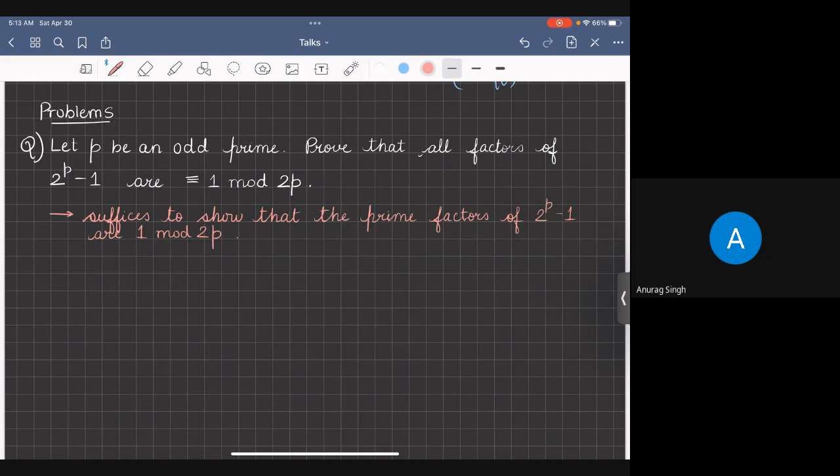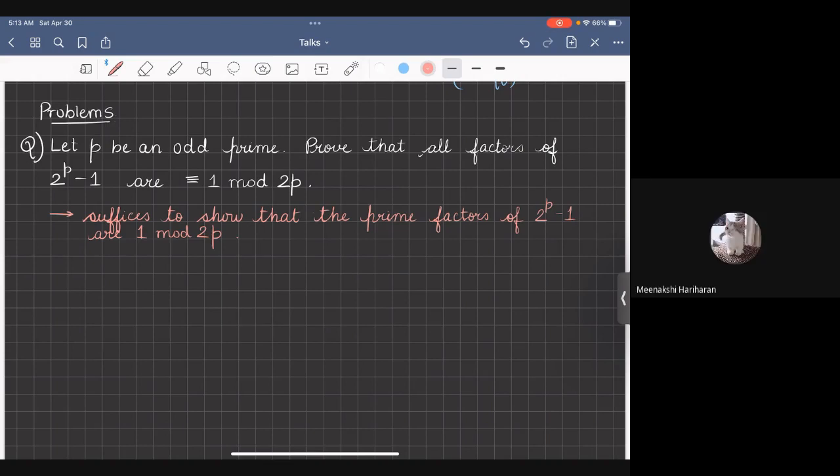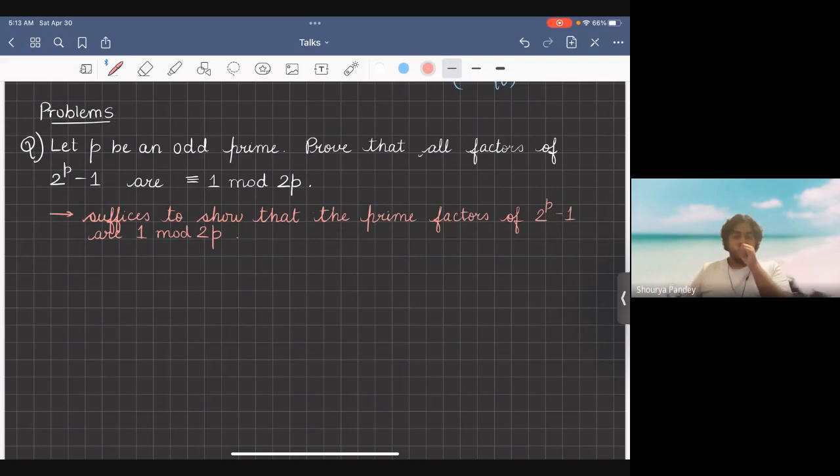Yes. Why? Yeah, because other factors are just products of the prime factors. Yes, exactly. So any other factor is just a product of prime factors, maybe with multiplicity. But since all of them are 1 mod 2p, the product will also be 1 mod 2p.